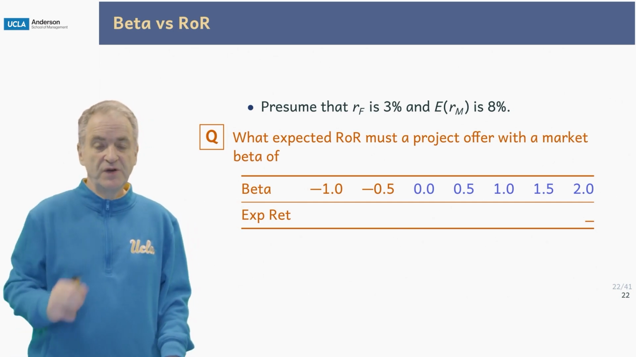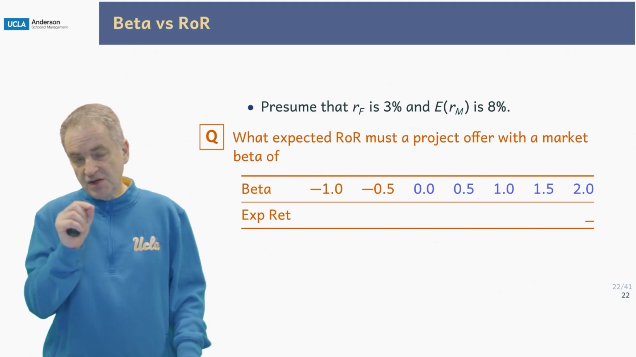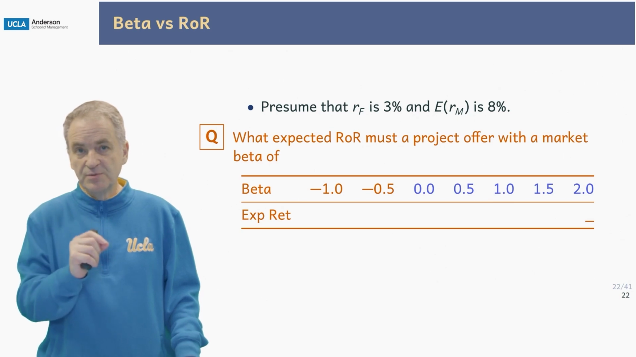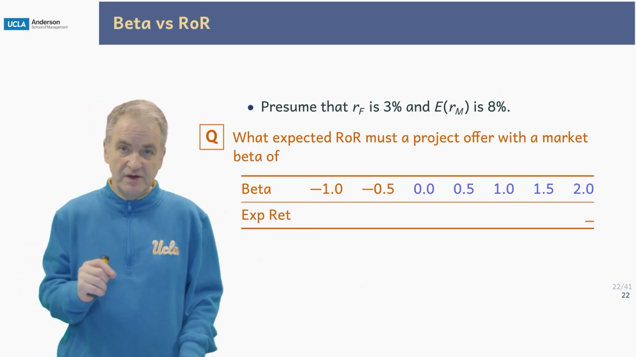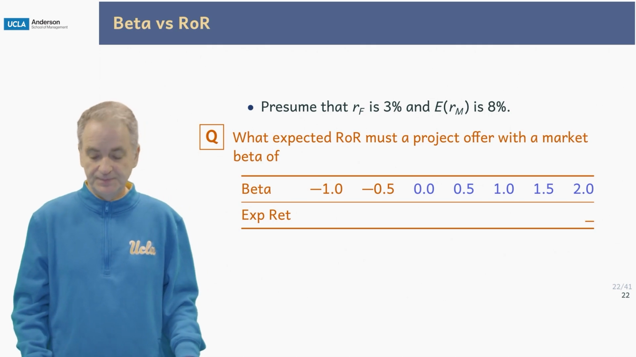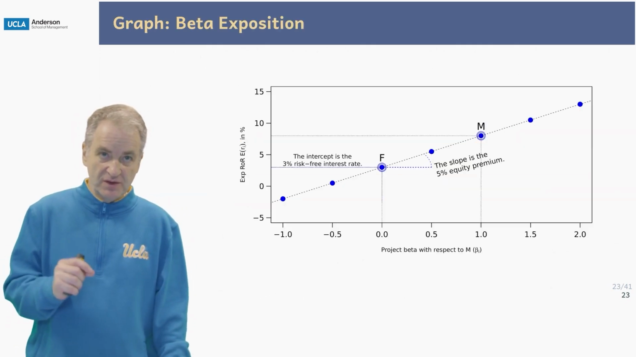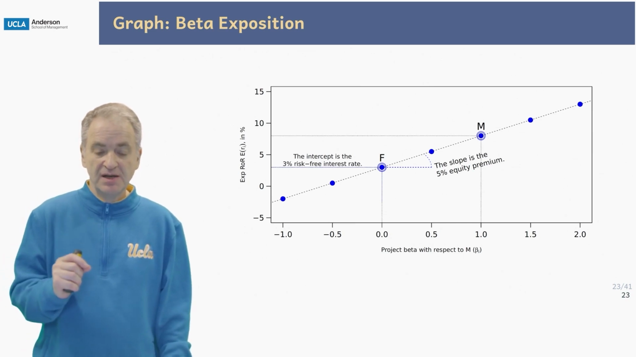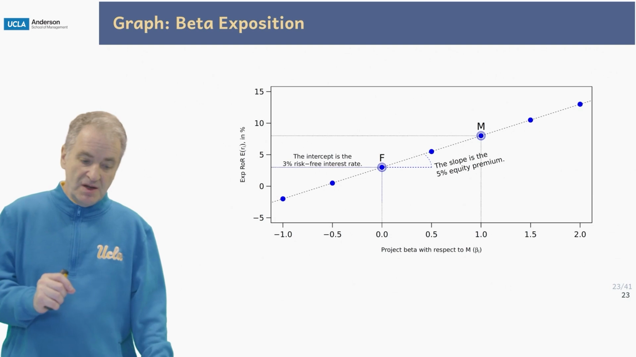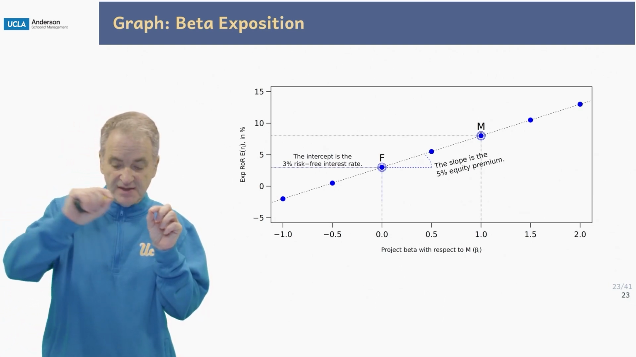Please do me a favor, fill out this table where for different betas, you give me the appropriate expected rate of return that you expect given this risk-free rate and given this expected rate of return on the market. So instead of giving you a table, I've graphed this for you. This is the security market line. On the x-axis is the beta, on the y-axis is the expected rate of return, and it looks just like a straight line.